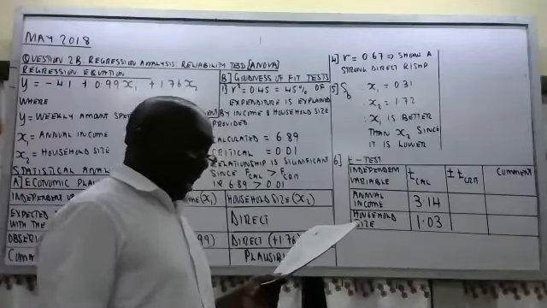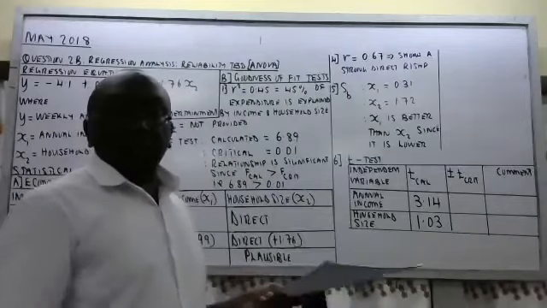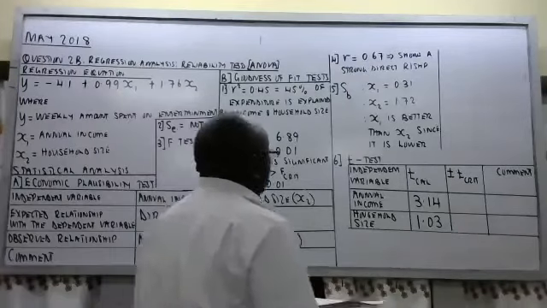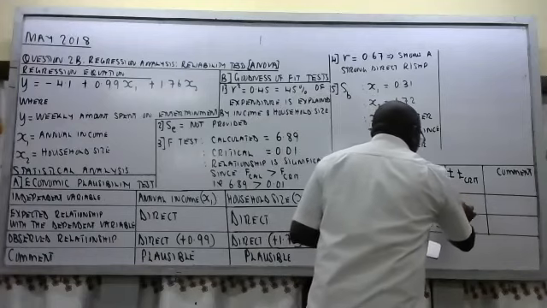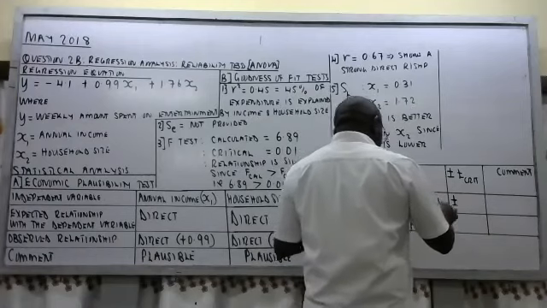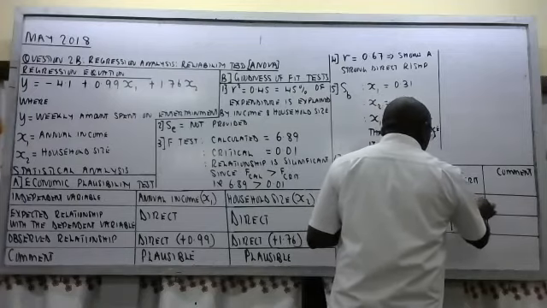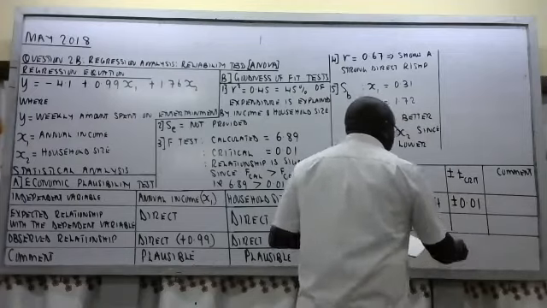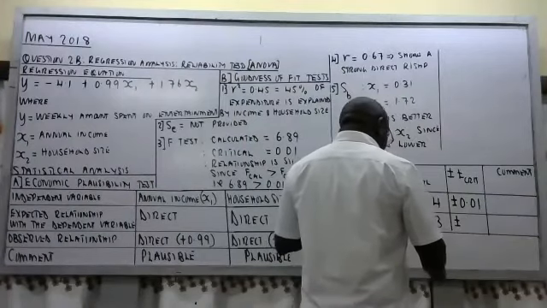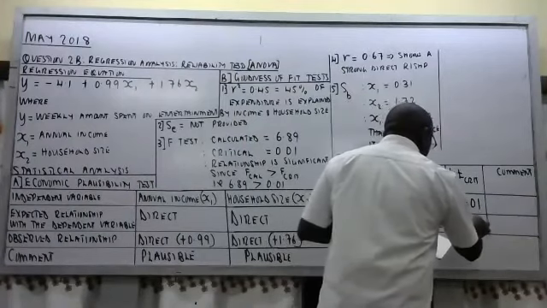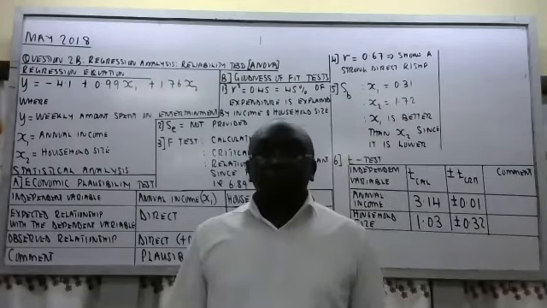Higher. For the critical ni hizi wameandika P value. So for the annual income, it is plus or minus 0.01. Then this one plus or minus 0.32.